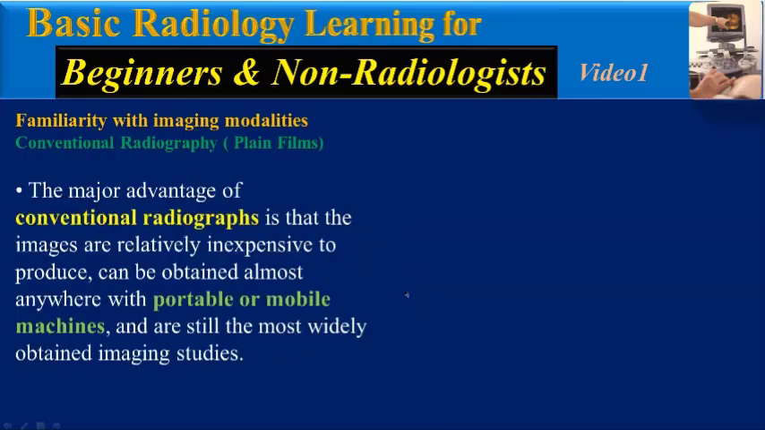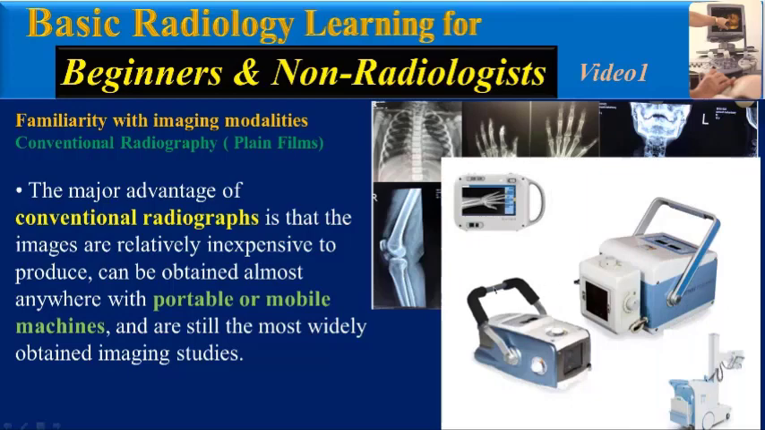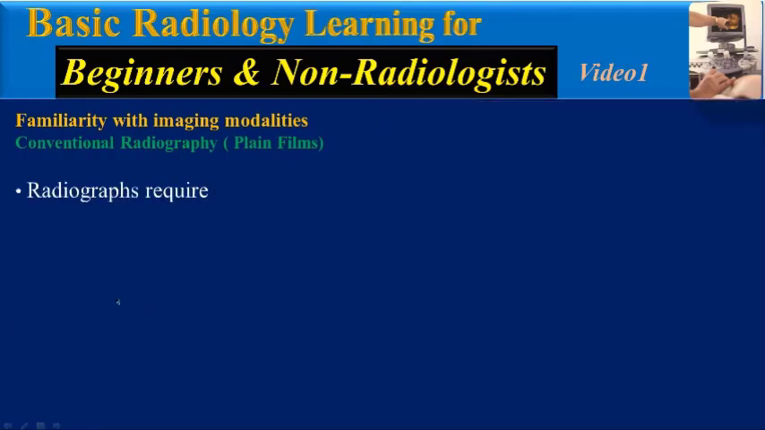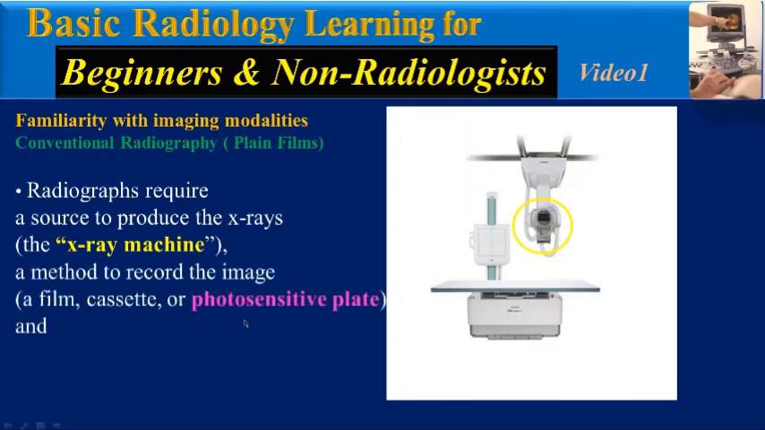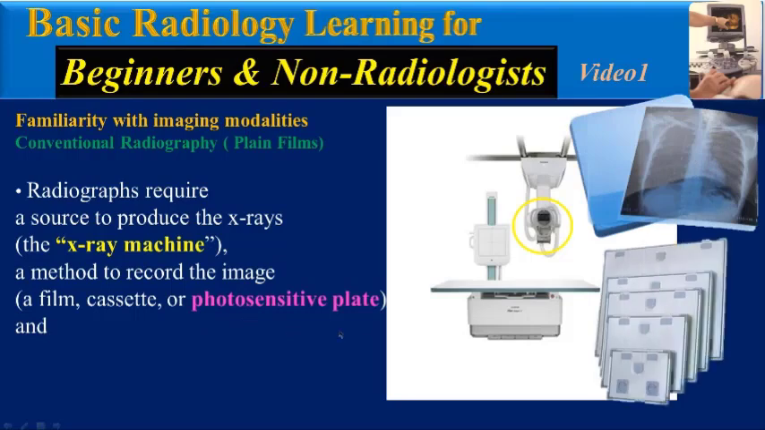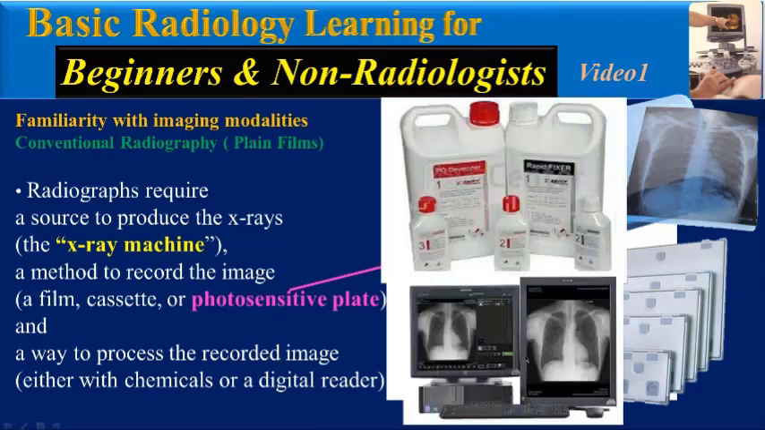The major advantage of conventional radiographs is that the images are relatively inexpensive to produce, can be obtained almost anywhere with portable or mobile machines, and are still the most widely obtained imaging studies. Radiographs require a source to produce the X-ray, or X-ray machine, a method to record the image, for example, a film, cassette, or photosensitive plate, and finally a way to process the recorded image, either with chemicals or a digital reader.